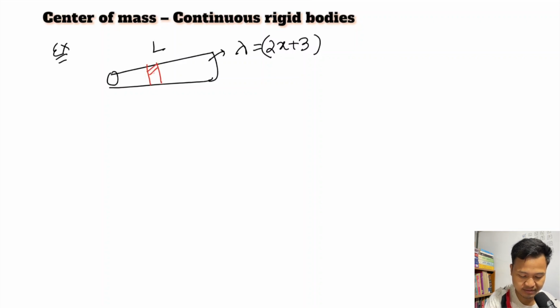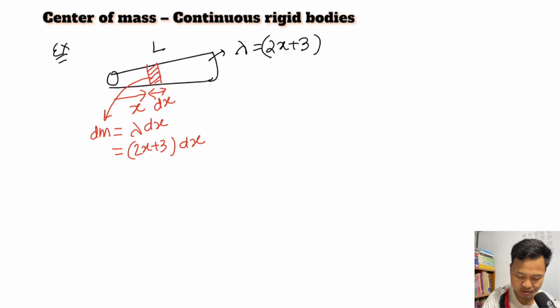So for dm you take a segment here on the road. It's a segment of length dx, at a distance of x from one of the ends. That's why we integrate, as this dx will keep on moving towards the right. First step, dm means the mass of this small segment. So dm is lambda into dx, and lambda is 2x plus 3. So dm equals 2x plus 3 into dx.